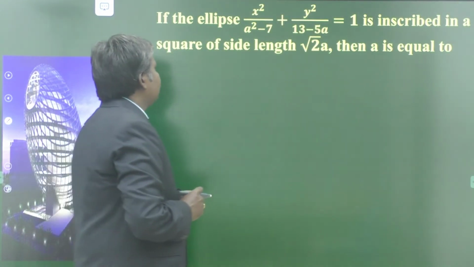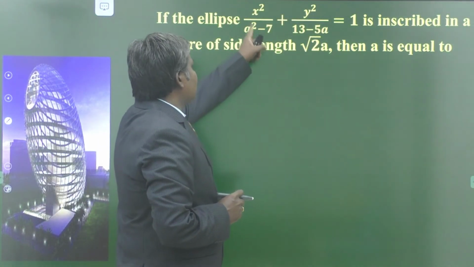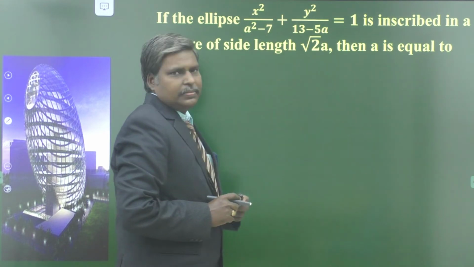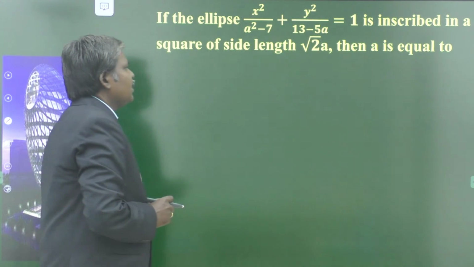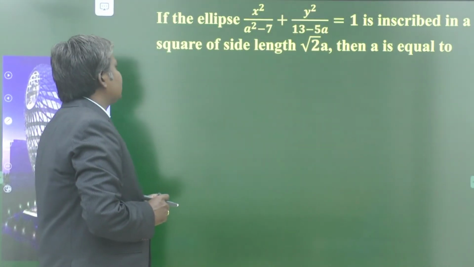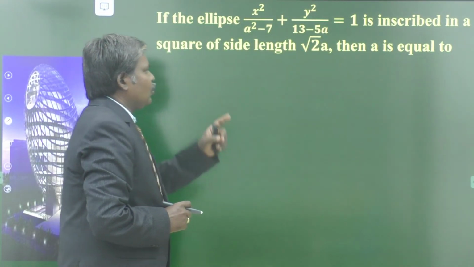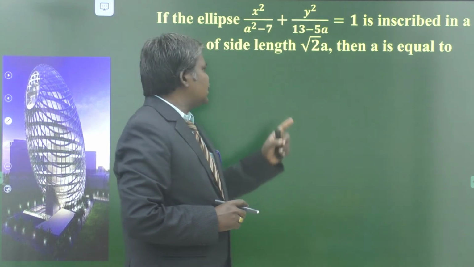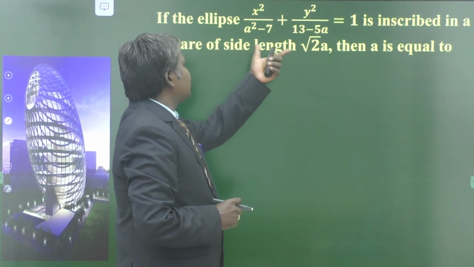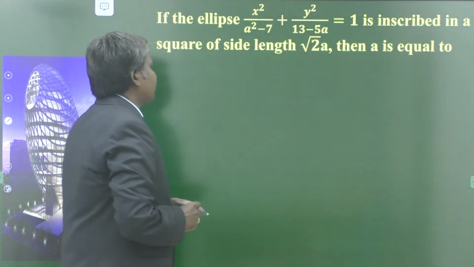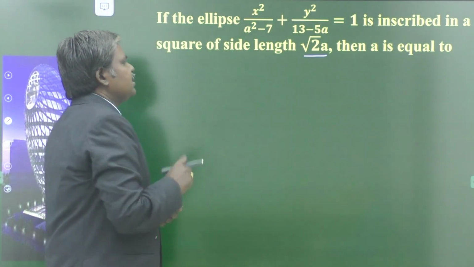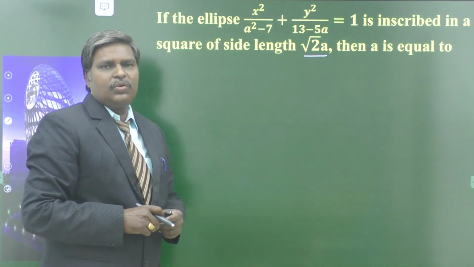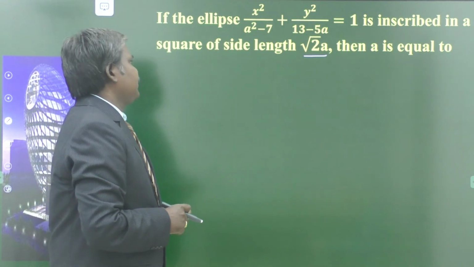This is the question. The ellipse x square by a square minus 7 plus y square by 13 minus 5a is equal to 1 is inscribed in a square of side length root 2a. This is the ellipse which is inscribed in a square of side length root 2a units. Then a is equal to what? We have to find out the value of a.